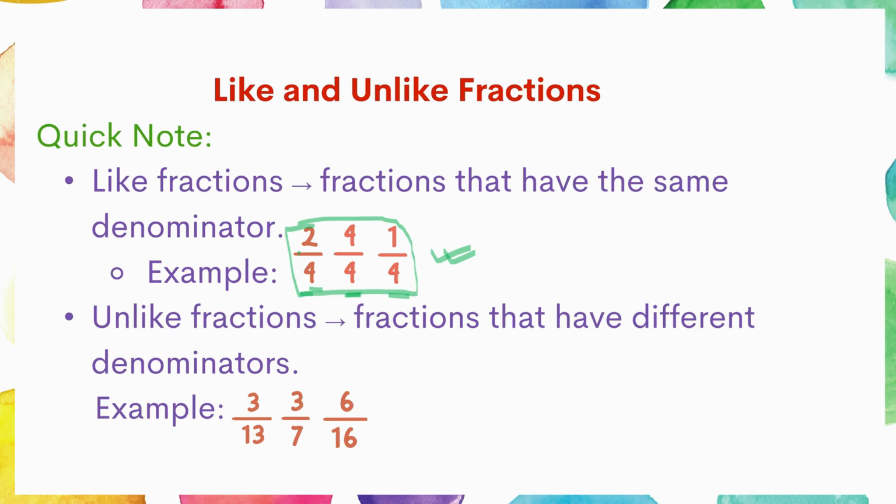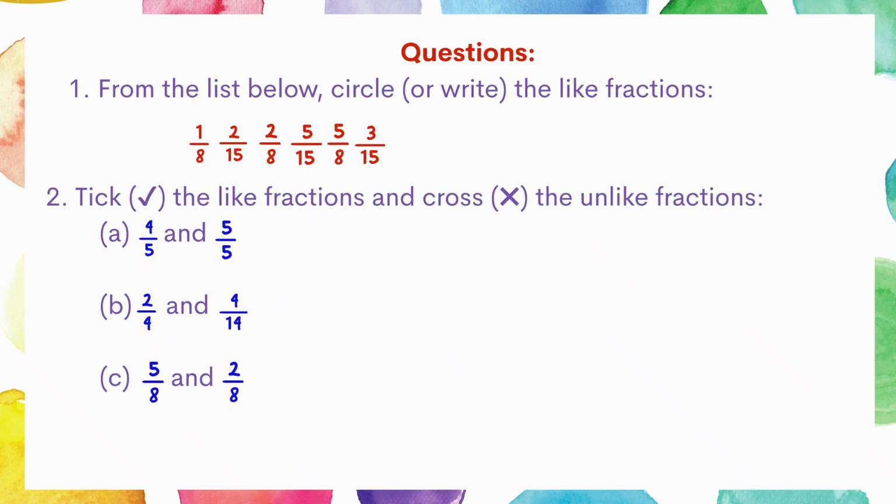What is an unlike fraction? Like your father's name is different, my father's name is different, and his father's name is different. It means we are not in the same family. We are staying in a different family. So we are unlike fractions. What are we? Unlike fractions. Okay? Now we will quickly solve these questions.